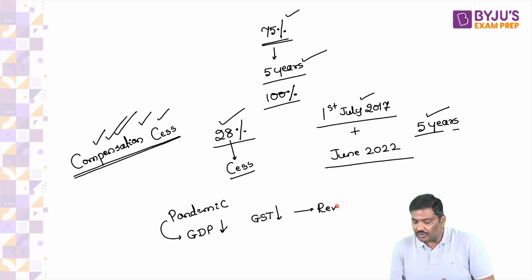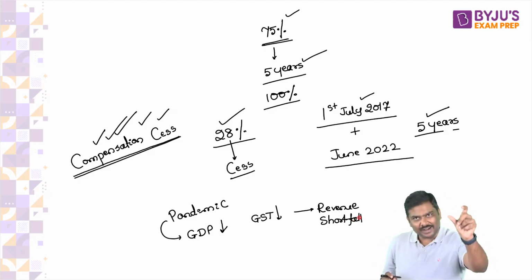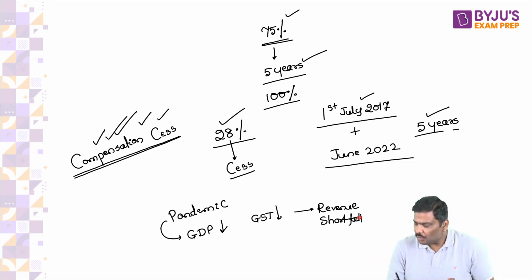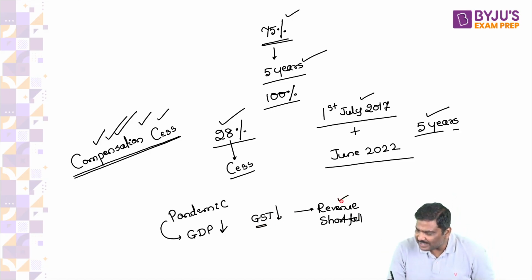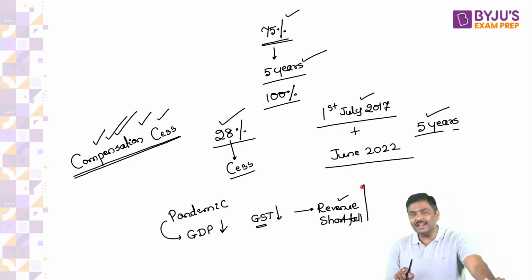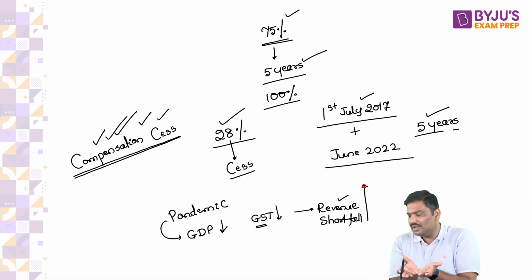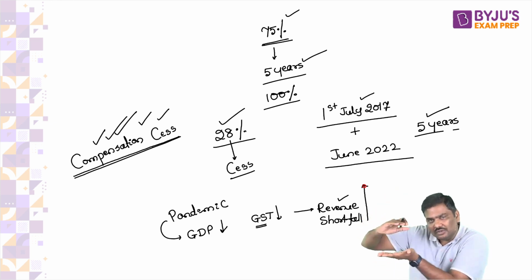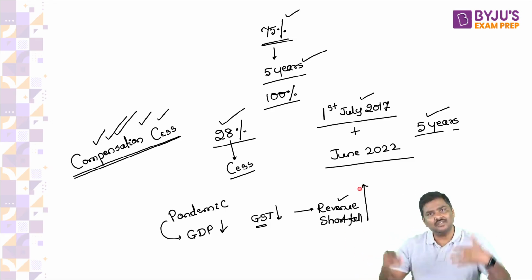Revenue shortfall for the states. Please understand revenue shortfall. What do you mean by revenue shortfall? The difference between expected revenue and actual revenue collection. If GST goes down, what will happen to the revenue shortfall? Don't you think it will start increasing? Any problem in understanding the connection here? If GST goes down, automatically the amount collected by the states will also go down. The difference between the expected revenue and the actual revenue will start increasing. As a result, the revenue loss for the states will start increasing.